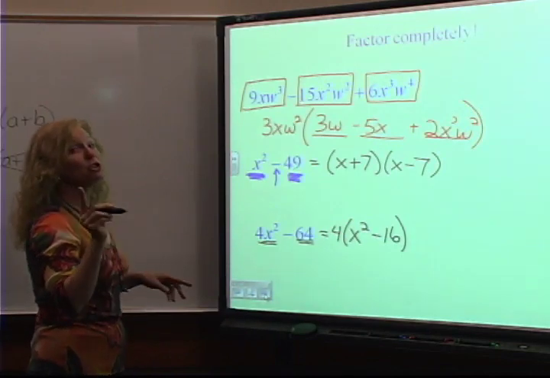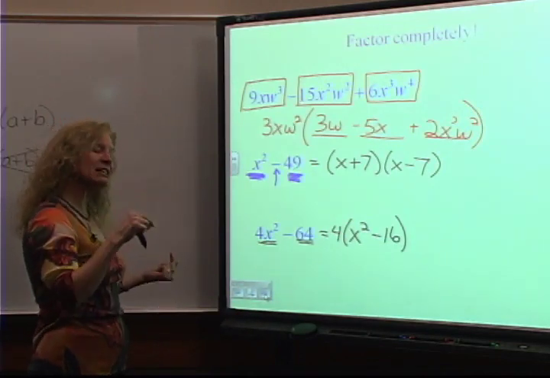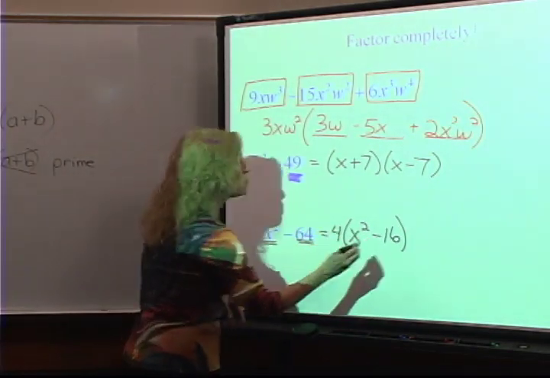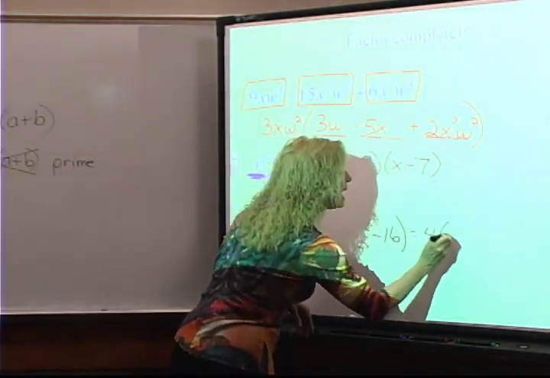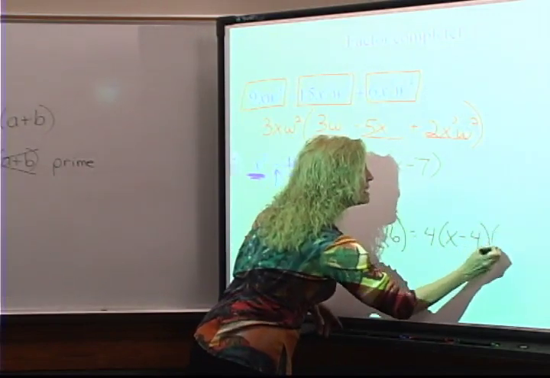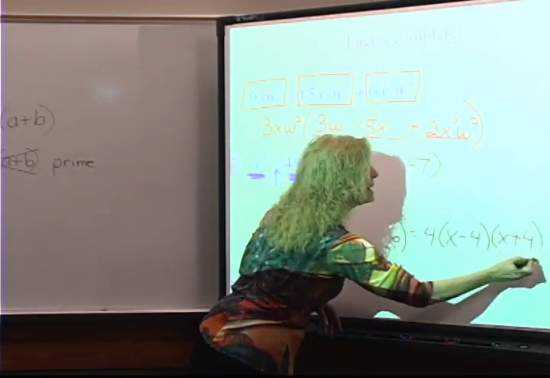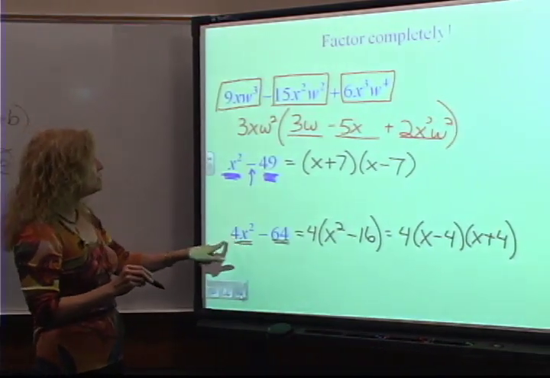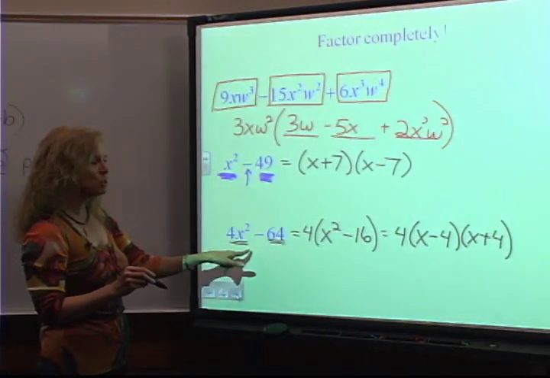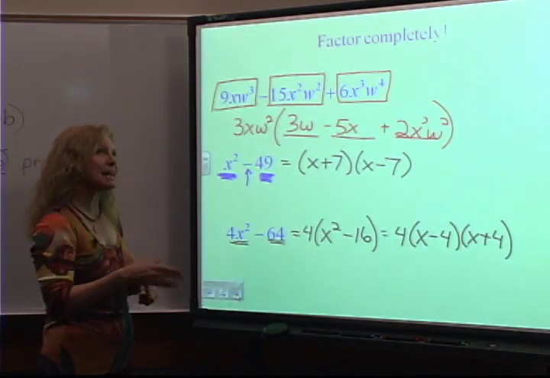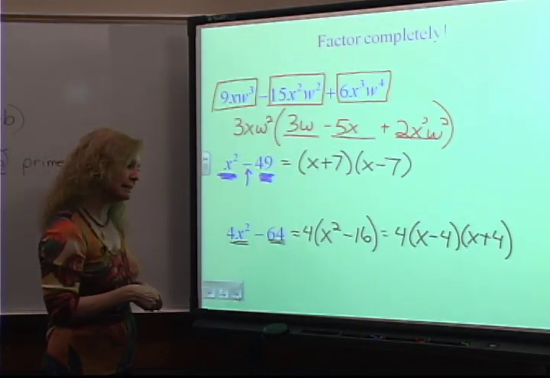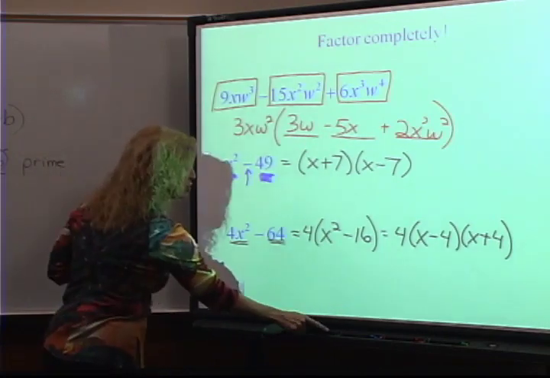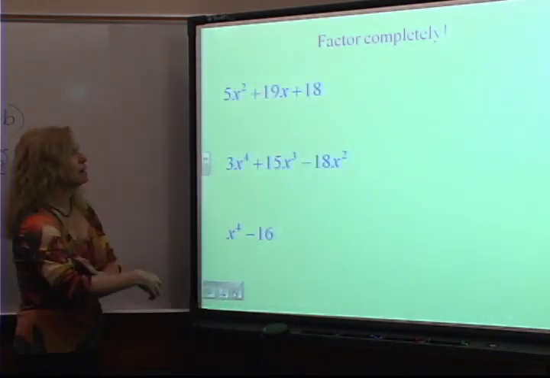Now remember, just because you factored once does not mean you're done. This guy is a difference of squares, and we get x minus 4, x plus 4. Now he is factored. And if you had just factored this in the beginning as a difference of squares, you would not be considered as having it factored completely. All right? Always go for that greatest common factor first.